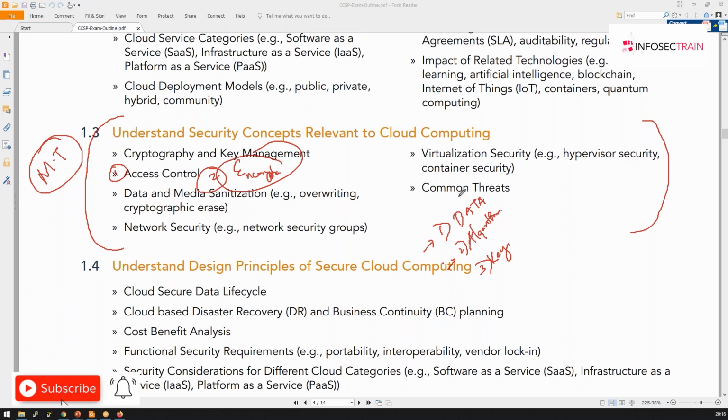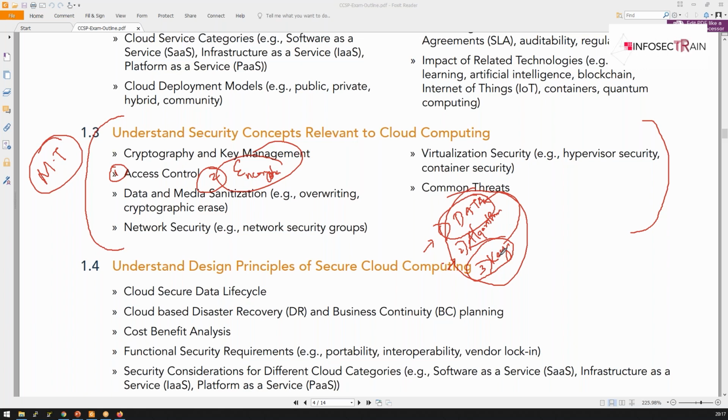Which component of these three is most sensitive and most important, team? Tell me. The key file. Exactly, the key file. The reason is that if the key file is leaked, or the attacker gets access to the key file, the data can very easily be compromised. Without the key file, if the attacker is able to get the encrypted data, he can't do anything. Only if he gets the key file will he be able to open the data. So storing the key file is super important for us to understand.